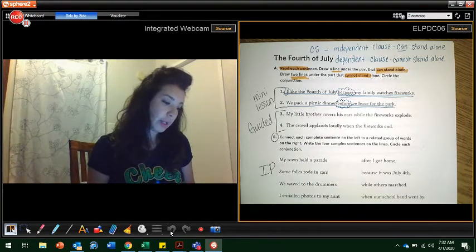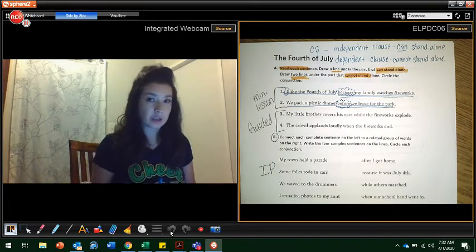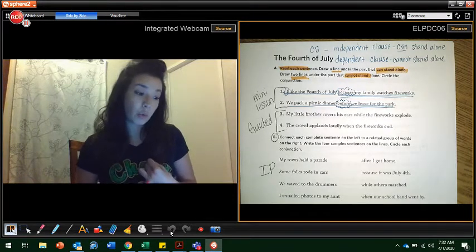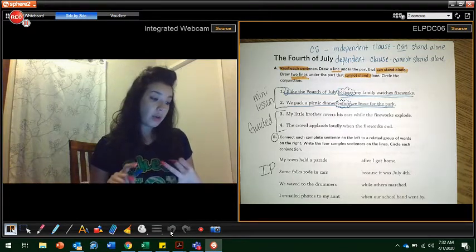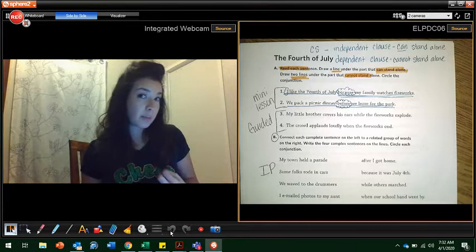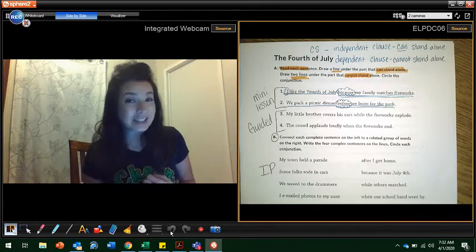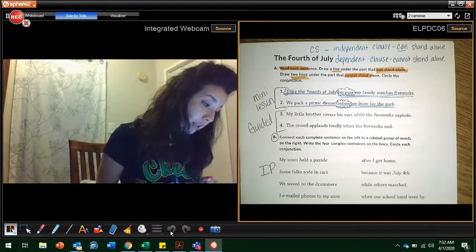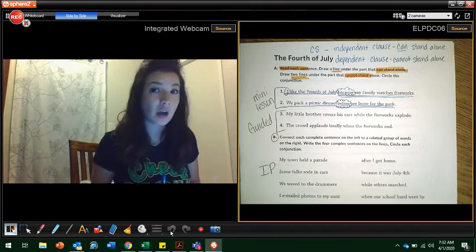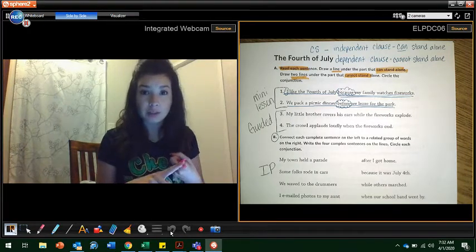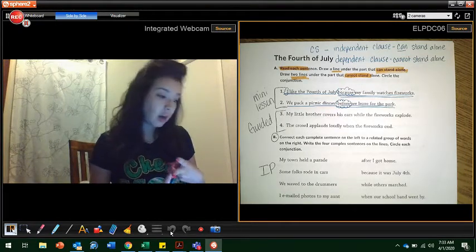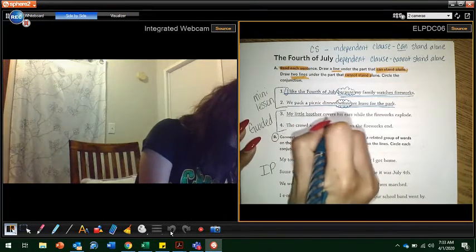So let's go to number 3. My little brother covers his ears while the fireworks explode. Do you notice any WOOBIS words? Do you notice any parts that can stand alone? Any independent clauses? I can start with that. I could say, oh, my little brother covers his ears. That's a complete thought. It has my little brother. That's my subject. It tells me what he did, covers his ears, and it is a complete thought. So this part, yes, it can stand alone.